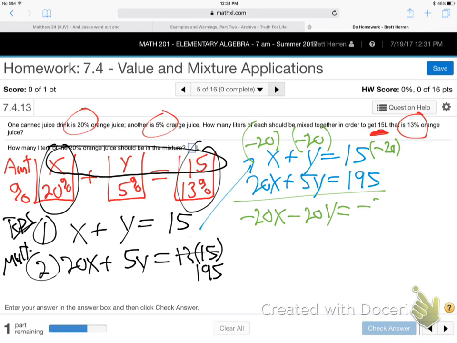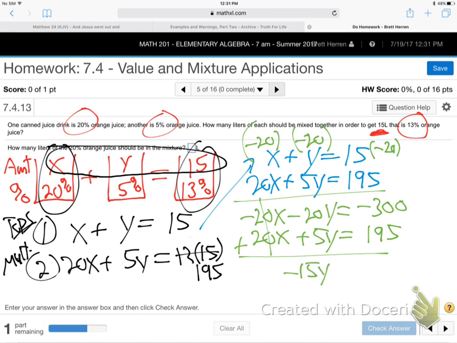Is that minus 300? And the bottom one is just 20x plus 5y is 195. Add them up. X's cancel. Minus 15y equals minus 105. Is that right? Yeah. Last step to get y alone. Is that 7? Yeah, 7, huh? Y is 7. So y is 7.